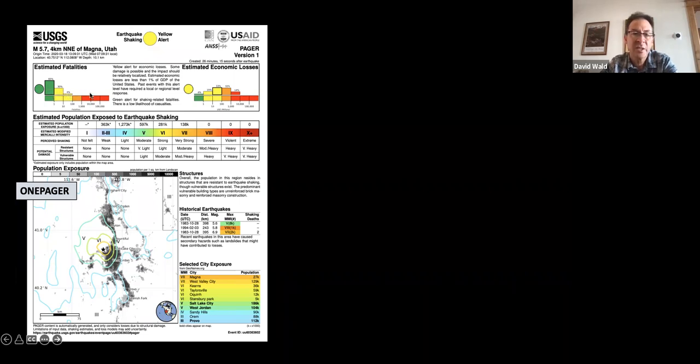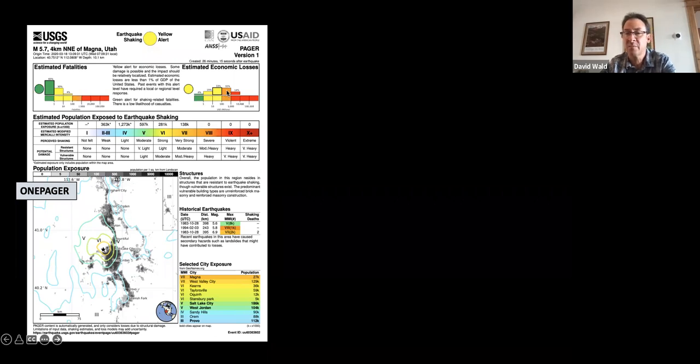But these histograms tell us that the color coding is based on the largest value, the median estimate of economic losses, in this case, between $10 and $100 million. And the histogram tells you the likelihood of being in adjacent ranges of losses.